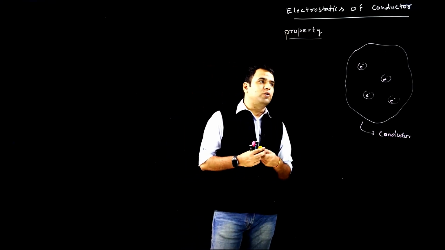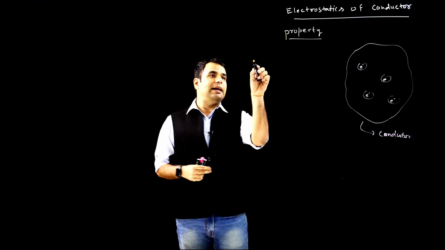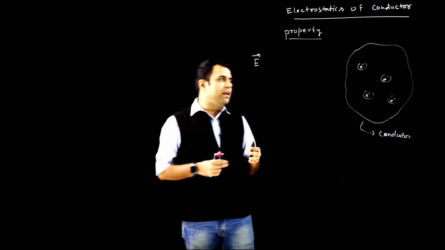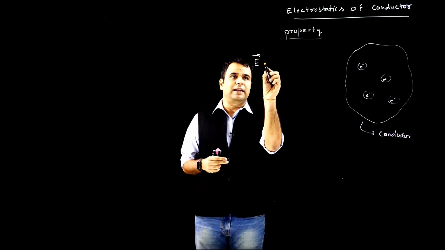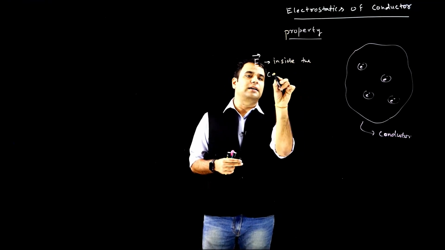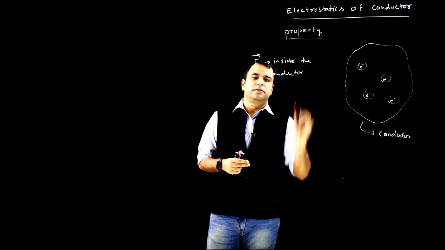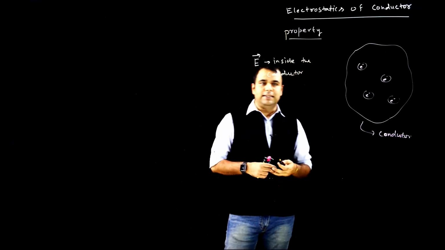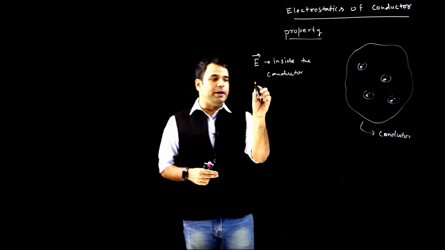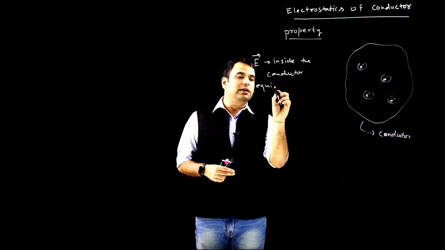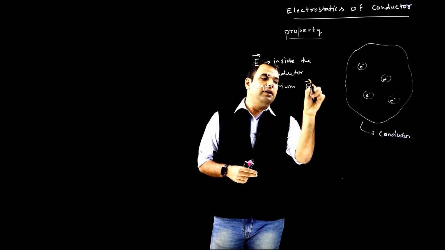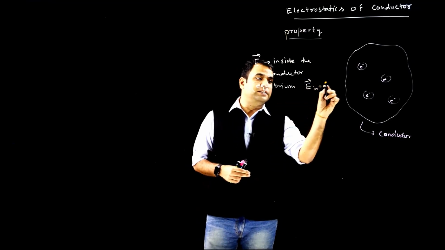The first property we want to study regarding the conductor is the electric field. Meaning we want to see how much the electric field will be inside the conductor. So we want to calculate the electric field inside the conductor. As you all know, the electric field inside the conductor in static condition always remains 0. Static condition means equilibrium; in equilibrium the electric field inside the conductor will be 0 always.